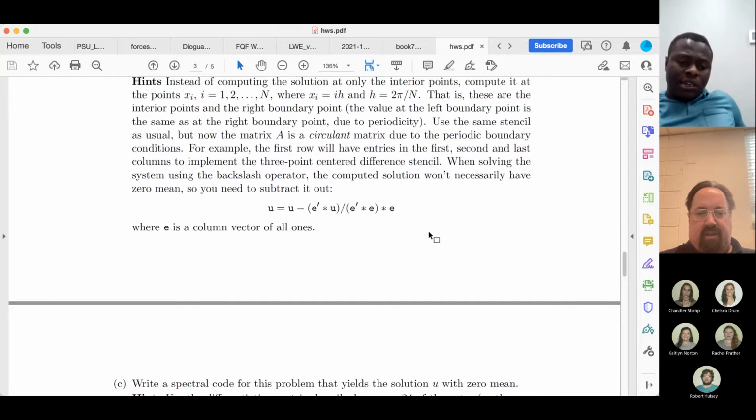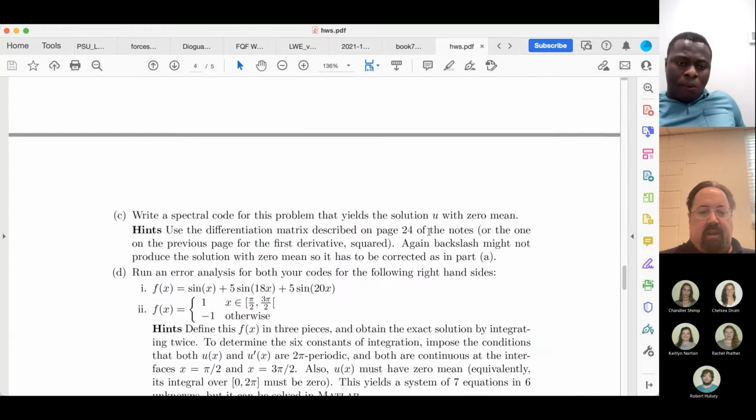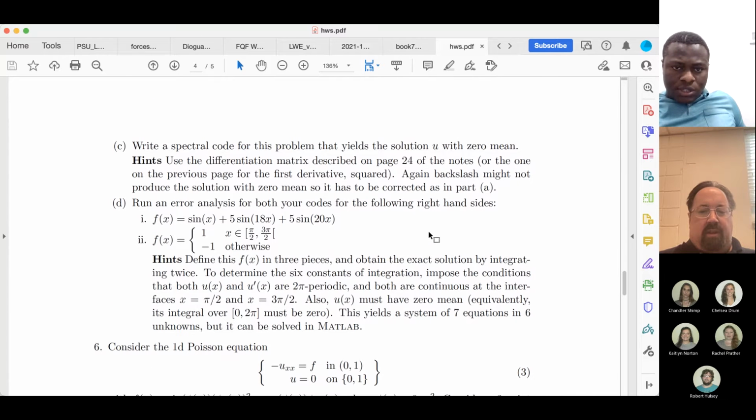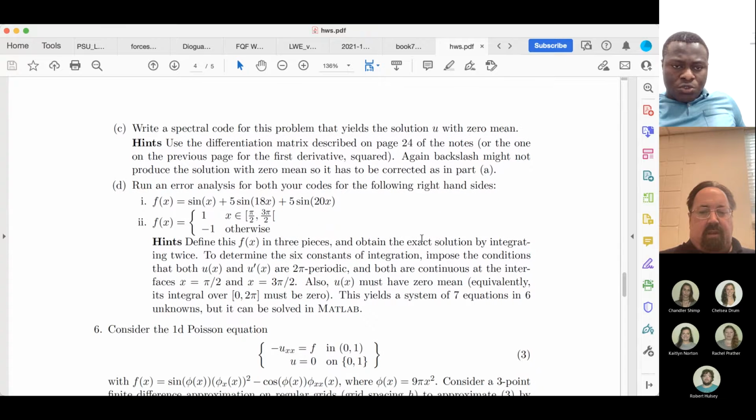Yeah, but how does it apply to D? That's what I was asking. Because here in part D, you said u of x must have a zero mean, so its integral over 0 to 2 pi must be 0. You're asking about the exact solution? Yeah. So we just integrate the exact solution from 0 to 2 pi and check that it's 0. Yeah, so that would be one of your equations.